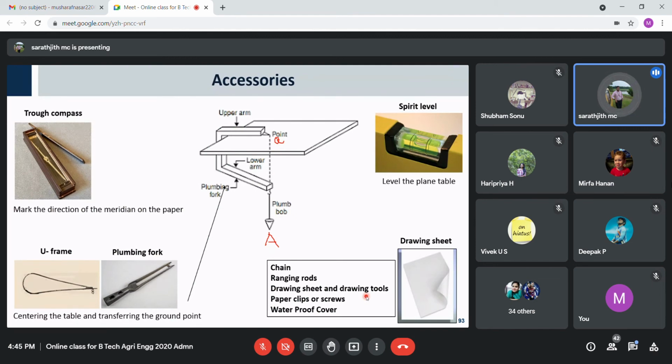You require paper clips or screws to fix each point, and also to fix the paper over the table. And if you are working in a raining area, you may also require a waterproof cover to protect your drawing from rain or any other precipitation. So these are the important accessories that we require for plane table surveying. Is this clear to you?